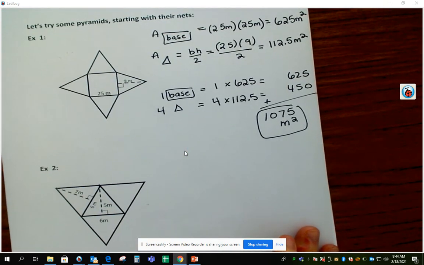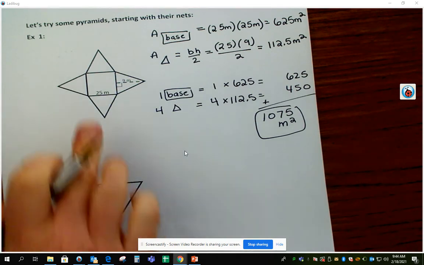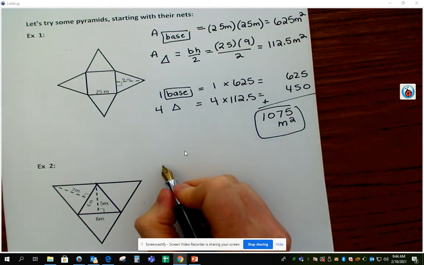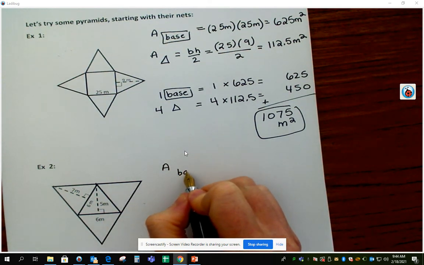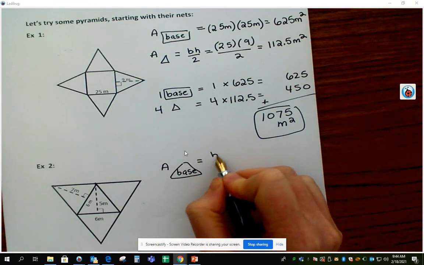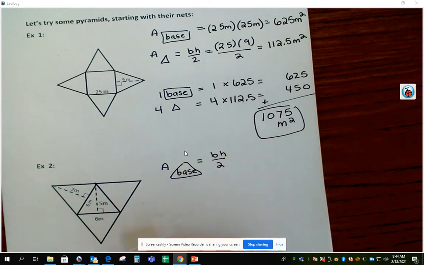Okay? Now remember, there are different types of pyramids. This one had a square base. This one has a triangular base. So I'm going to do this one area of the base, but I am going to put it inside a triangle to remind myself that I need to use the base times height divided by 2 formula.